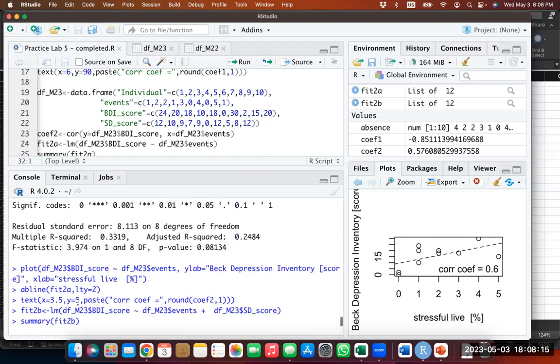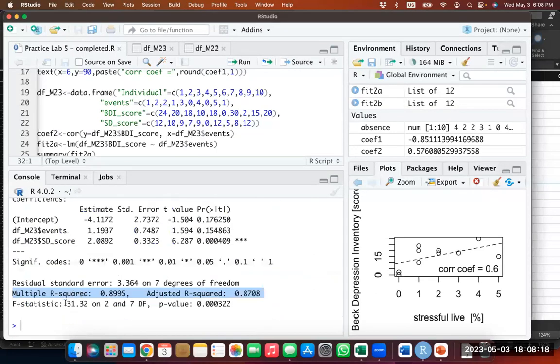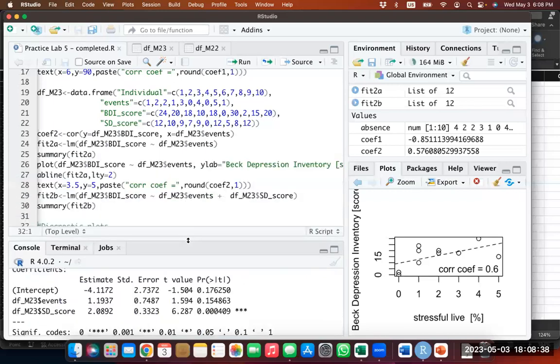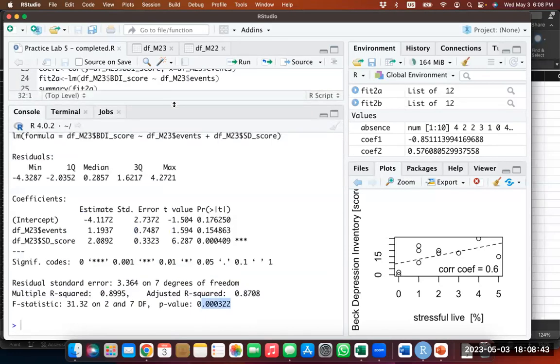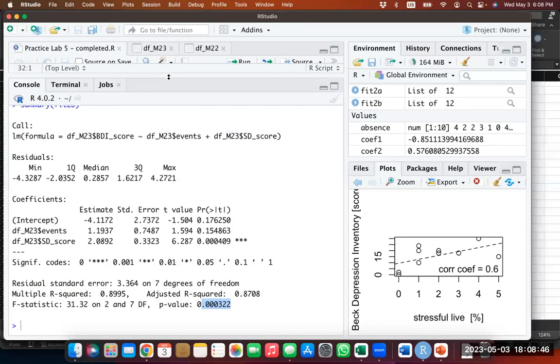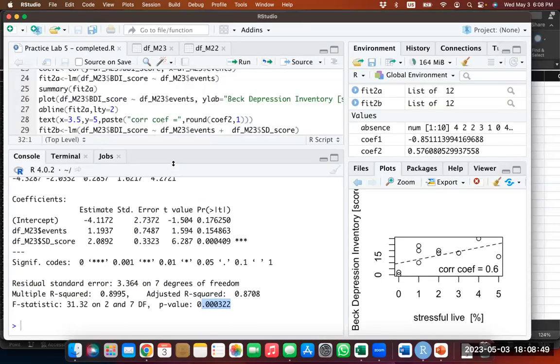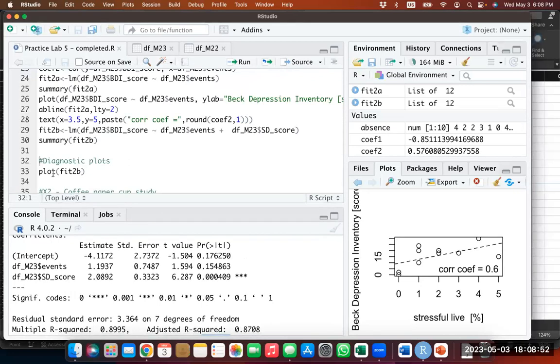Also, the F statistic has now increased from 3.9 to 31.32 on 2 degrees of freedom, which are the two variables, and 7 degrees of freedom for the residuals. So it's 10 minus 3. The p-value here is far smaller than 5%. Therefore, we have a significant model with the sleep disturbance score. Just make sure that you know each component of this printout. It's a little bit more complex than what you will see in SPSS, but it also is much richer in information. What you also can do, and this is now interesting.